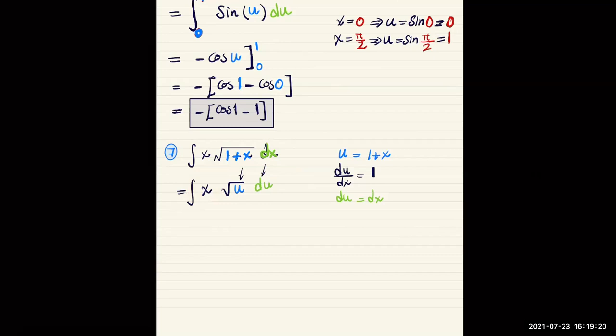And no, x is not a constant. x is a variable, but it's not the variable of the integral. You should have changed everything. This x is stuck. It just doesn't belong here.